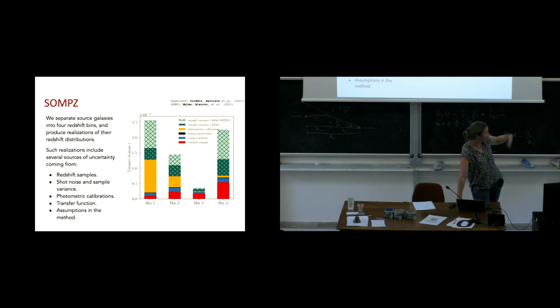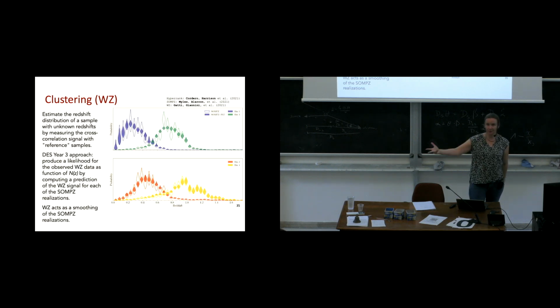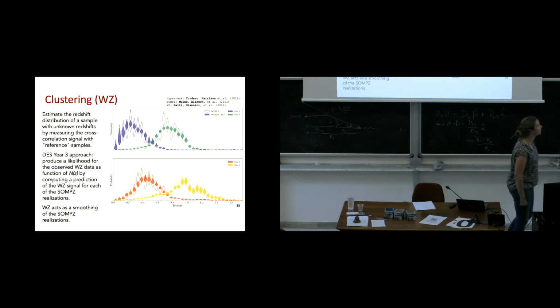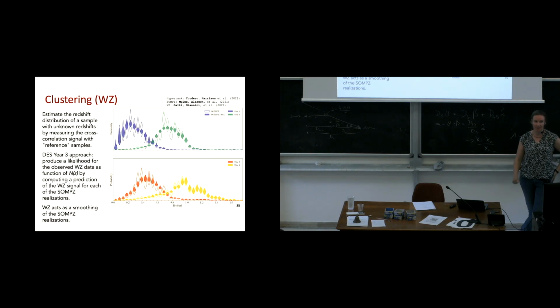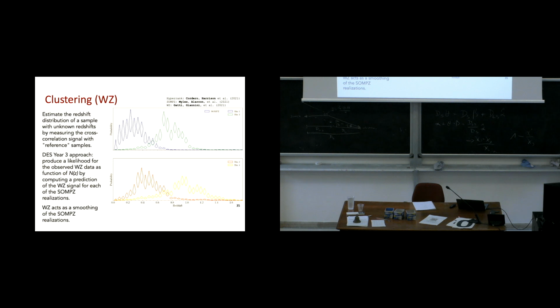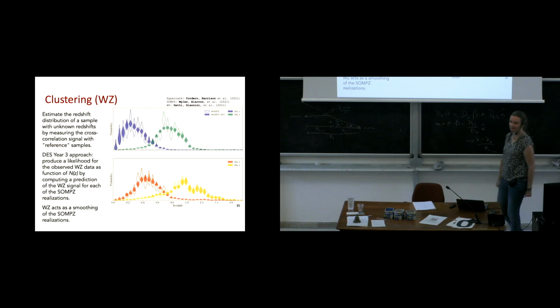In the next step, we combine this purely photometric information with cross-clustering. So we have our wide tomographic bins of the source sample, and then we do angular cross-correlations with galaxy samples with much better known redshifts. And we check where that cross-correlation peaks. From that, we can then further shrink the uncertainties in these redshift distributions.